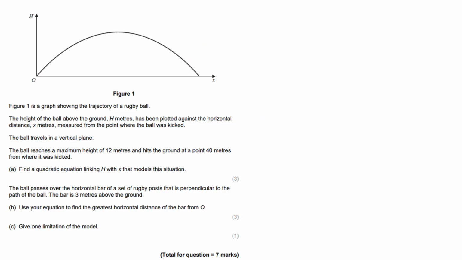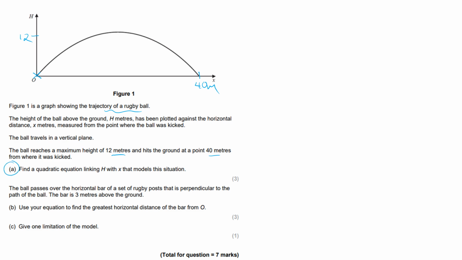In this first modelling question, we've got this graph which shows the trajectory of a rugby ball. The ball is being kicked from the origin and lands 40 metres along, and it has a maximum height of 12. In part A, we're being asked to find the quadratic equation.